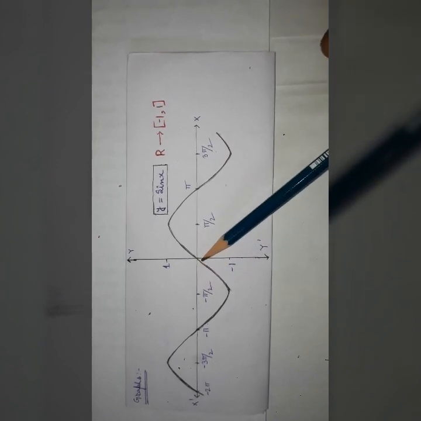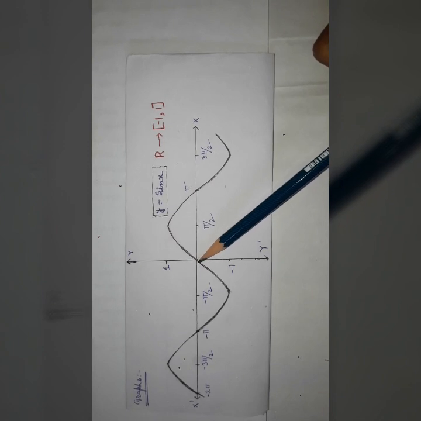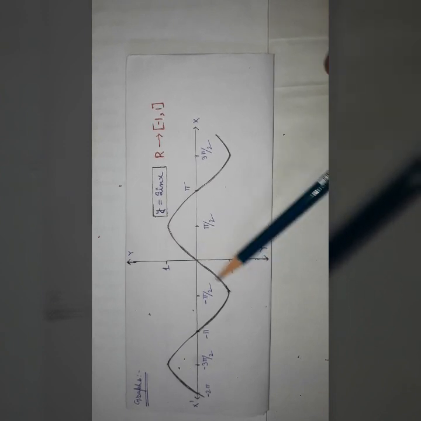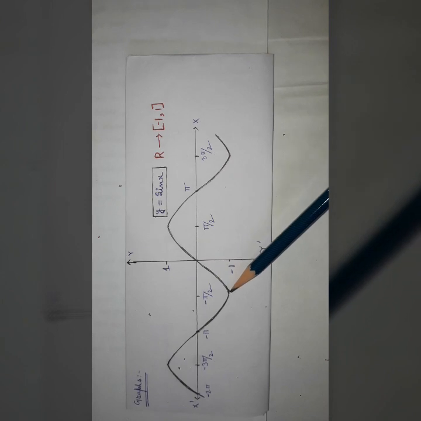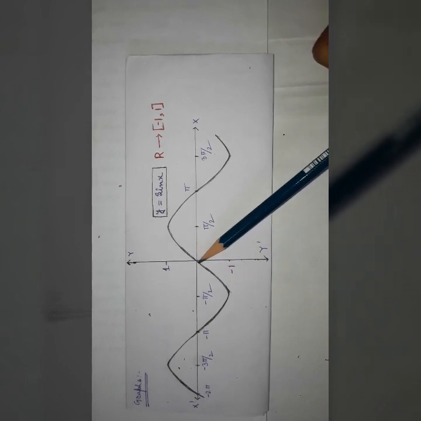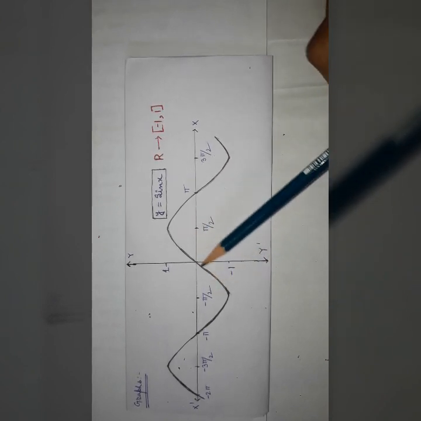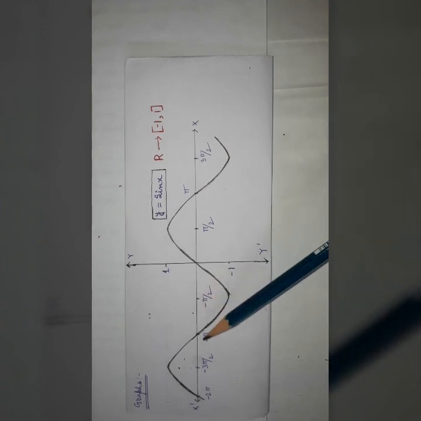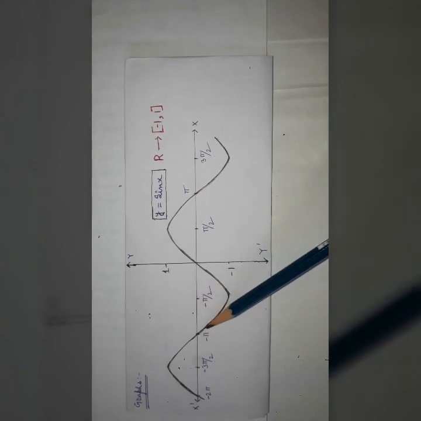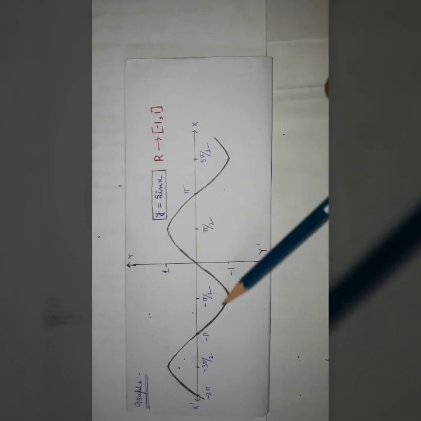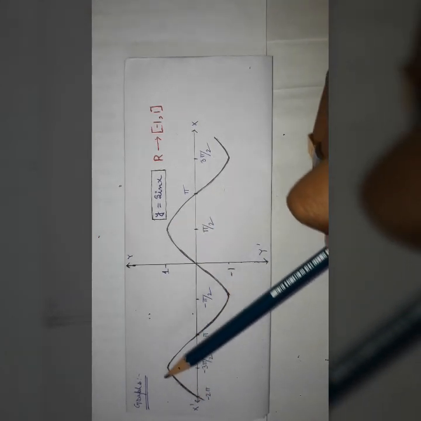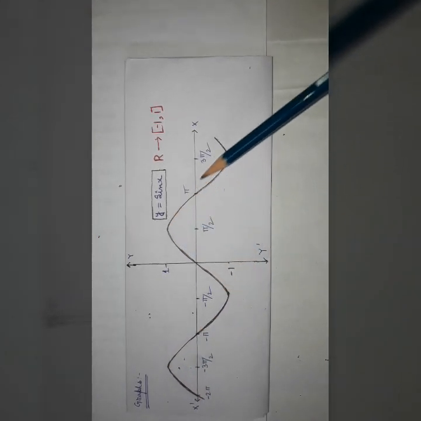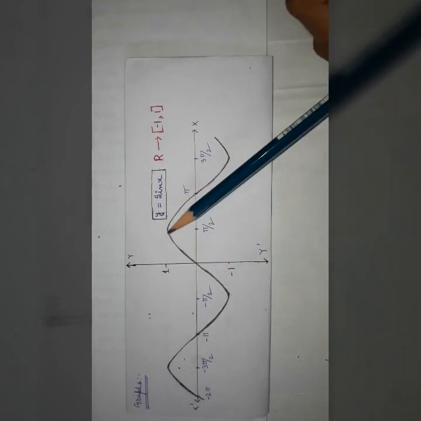You can see it is increasing from minus 1 to 0, and this one, if you see in the negative direction, this one is the third quadrant. It is decreasing, you see, from 0 to minus 1. So this is the graph of sin x. It is a periodic function. Why a periodic function? Because the values are repeating.